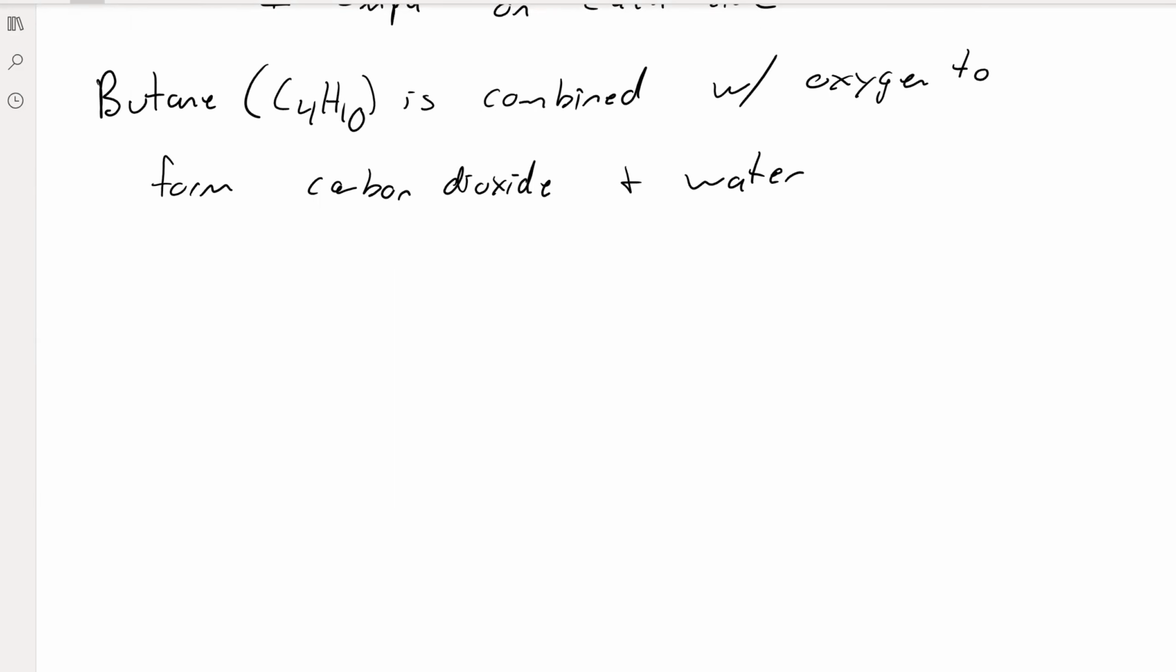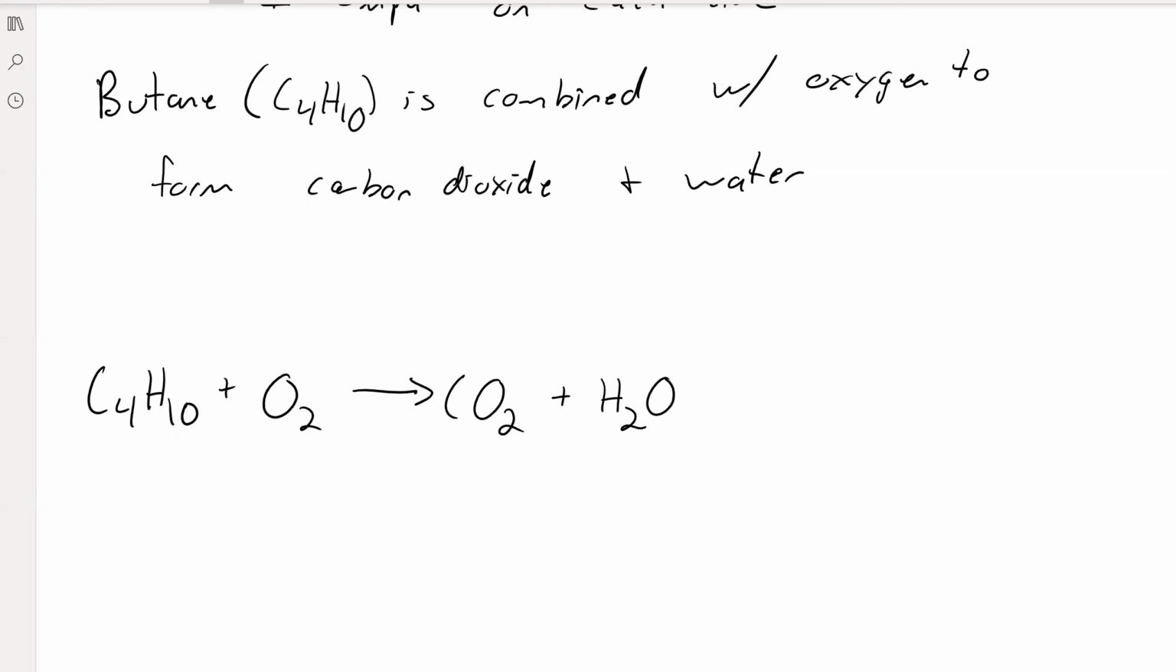So our first step is going to be taking this sentence and forming a chemical equation. We're told butane, C4H10, is combined with oxygen, so plus O, and remember oxygen is a diatomic gas, so it's going to be O2, to form. So we're forming something, so we give that arrow to the product side. Carbon dioxide is going to be 1 carbon, 2 oxygens, CO2. And then, of course, water is H2O.